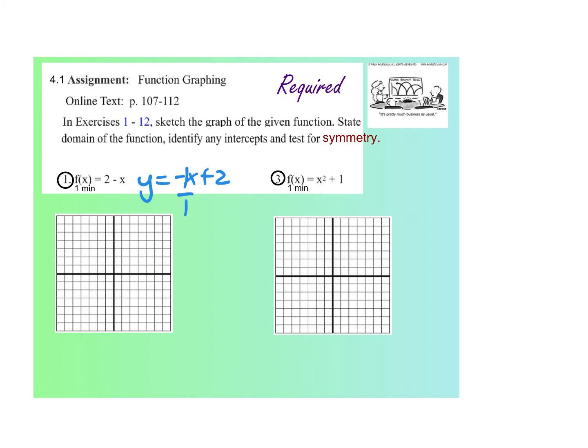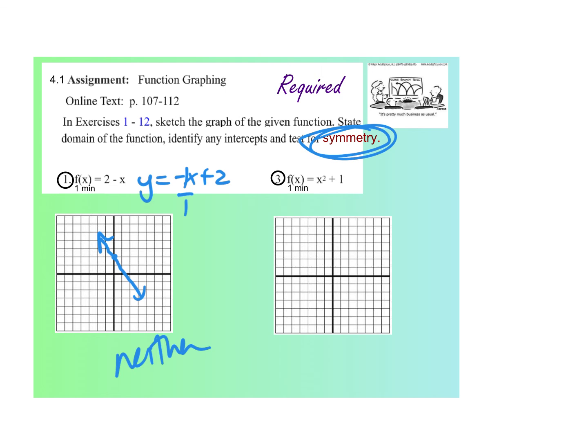So, state the domain of the function, identify any intercepts, and test for symmetry. Well, if you just have to draw a picture of it and look at it, you get this is going to be a straight line that goes through 2 and has a slope of -1, and I think you would have eventually figured out that was the line. Does that look like it has even symmetry? Does it look like it has origin, also known as odd symmetry? No, so it's neither one. That's a neither.